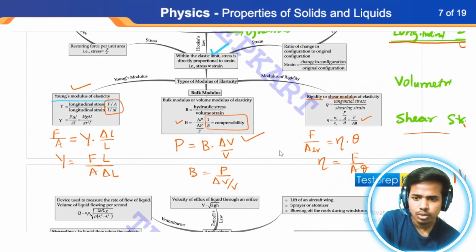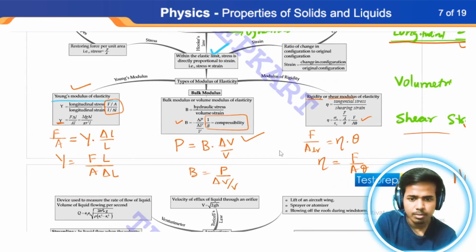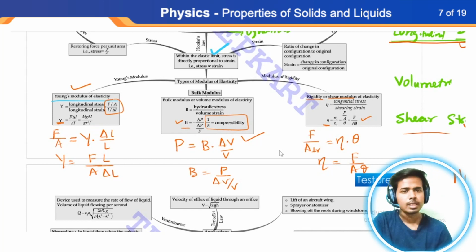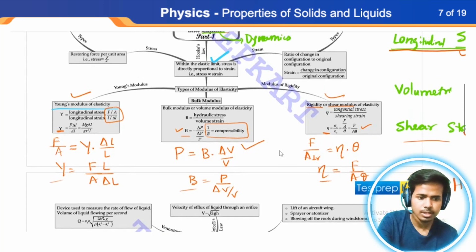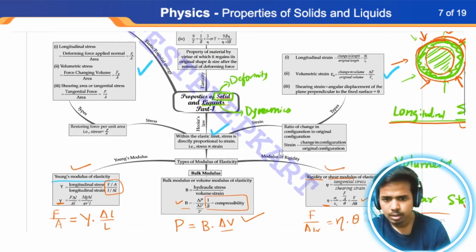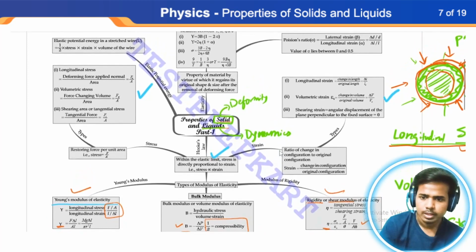Even if you don't remember the equations of each of them, if you just remember Hooke's law for each of the three individual types of stress and strain, you will be able to get to here. It will not be a problem. So I guess this is clear now.